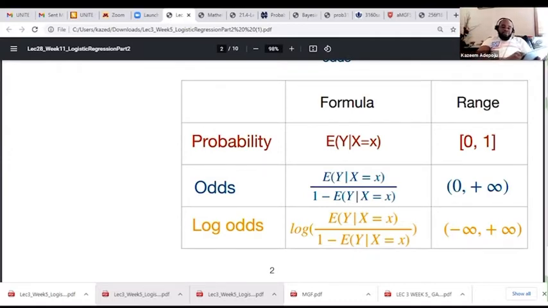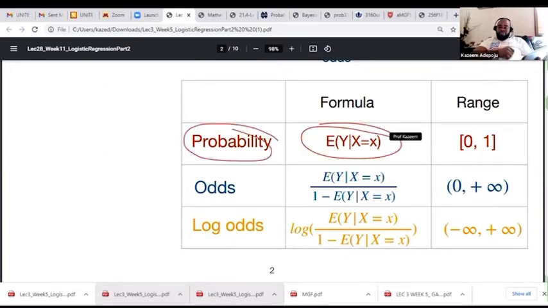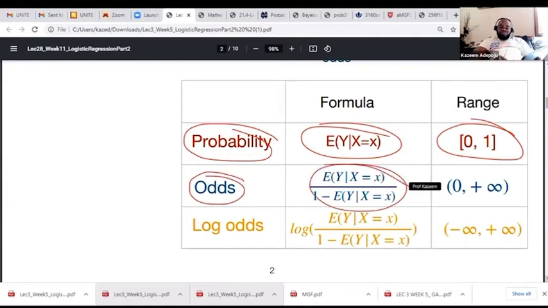For probability, of course, I told you the other time, that is the expected value of y, the response, given the predictor equal to that, and that can only occur in the range of 0 to 1. Take a look at that. That's a closed one, right? For the odds, of course, it's basically the ratio of the probability of success to the probability of failure. And let me tell you, the range of odds is from 0 to positive infinity.